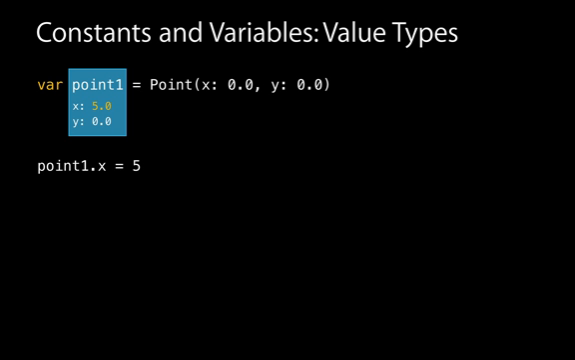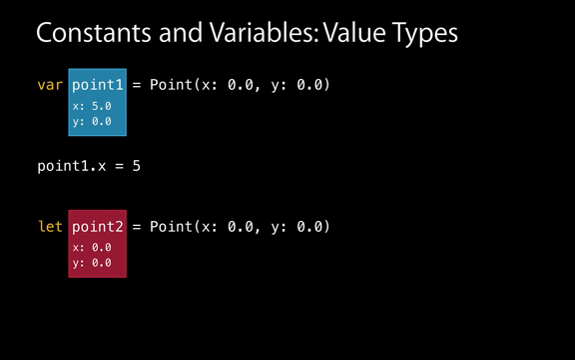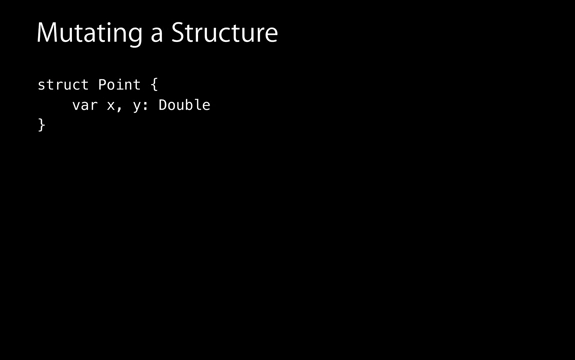It can do that. But if I use let to declare point2, the entire value is now immutable. That's now constant. That means I cannot set point2.x, the x coordinate there, because I cannot mutate a constant. The entirety of that value is constant. So whether or not I can mutate my value type depends on the declaration used.